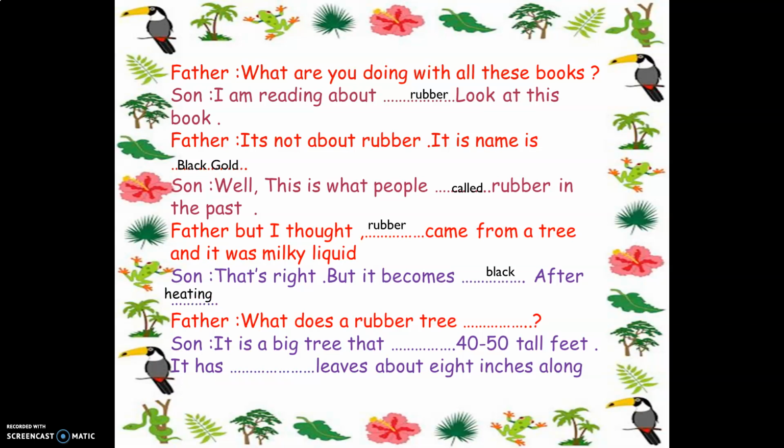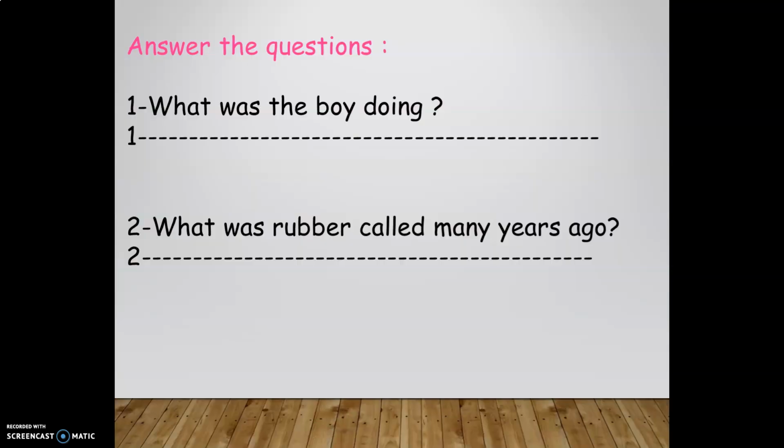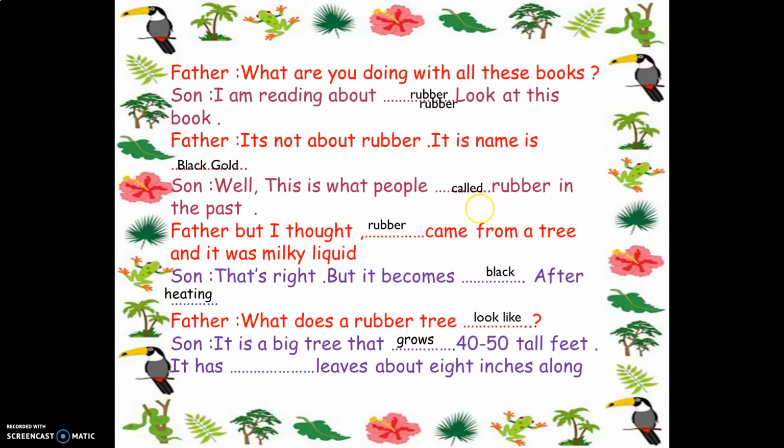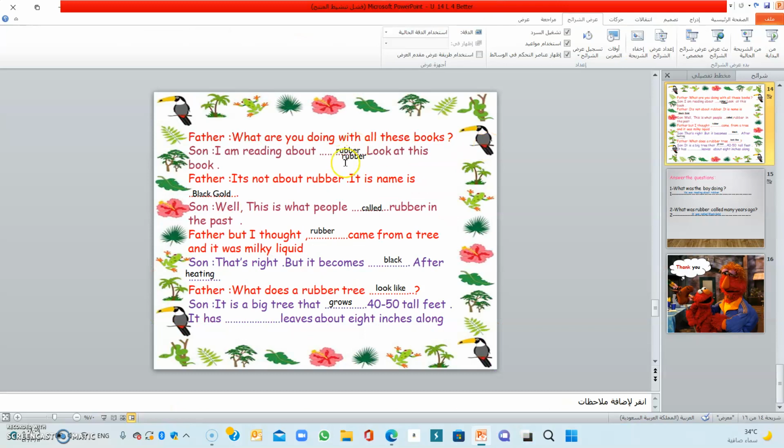Father, what does a rubber tree look like? Son, it is a big tree that grows 40 to 50 feet tall. It has dark leaves about 8 inches long. Okay, about what? About 8 inches long.